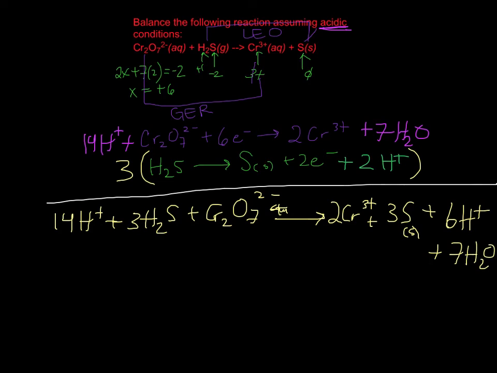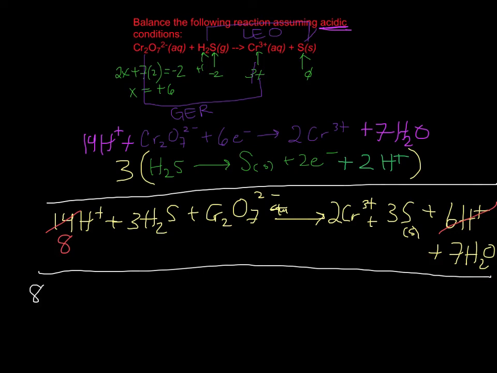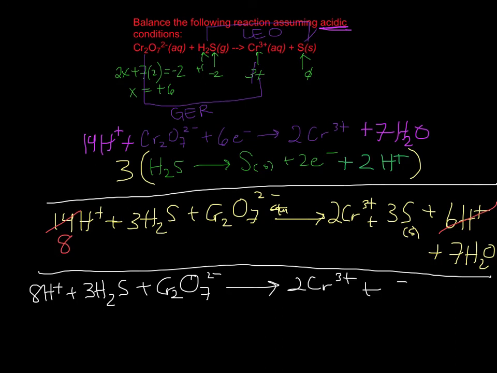And again, we can simplify this because we've got 6 H+ here, we have 14 over here, so 6 of our H+ are going to cancel out. This is going to become 8, and now we can further simplify this reaction. We have 8 H+, 3 H2S, plus our dichromate Cr2O7 2-, going to 2 Cr3+, 3 solid sulfurs, plus 7 H2O.